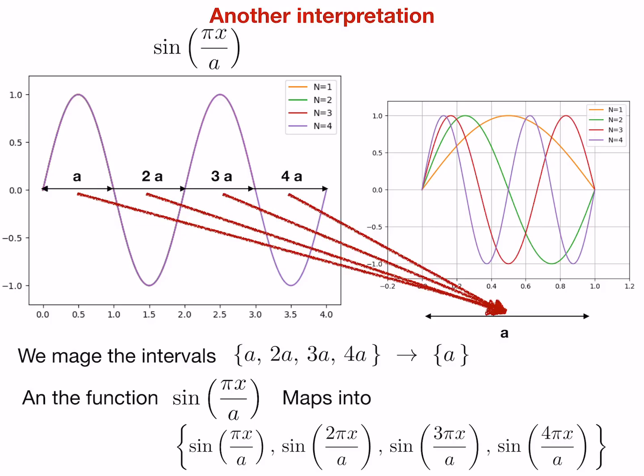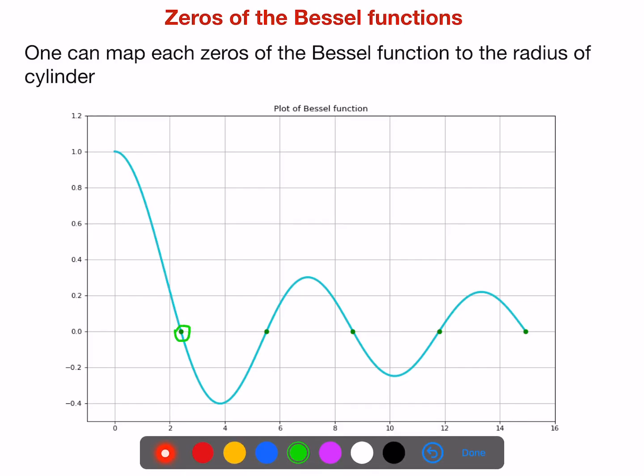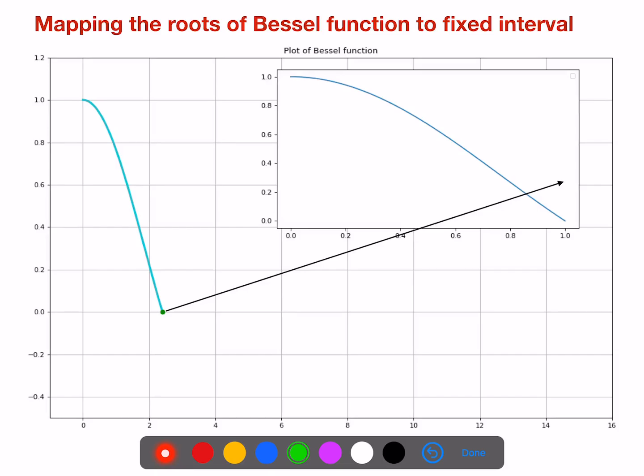And let us look at the Bessel function, how it works. Let's take the zeroth order Bessel function, and one can simply extend it to the higher order Bessel functions. We have seen that the zeroth order Bessel function has roots at some intervals, and we know these values. Then let's try to map these roots of the Bessel function to a fixed interval. The physical size we have is a. In this case, I have taken a to be 1.